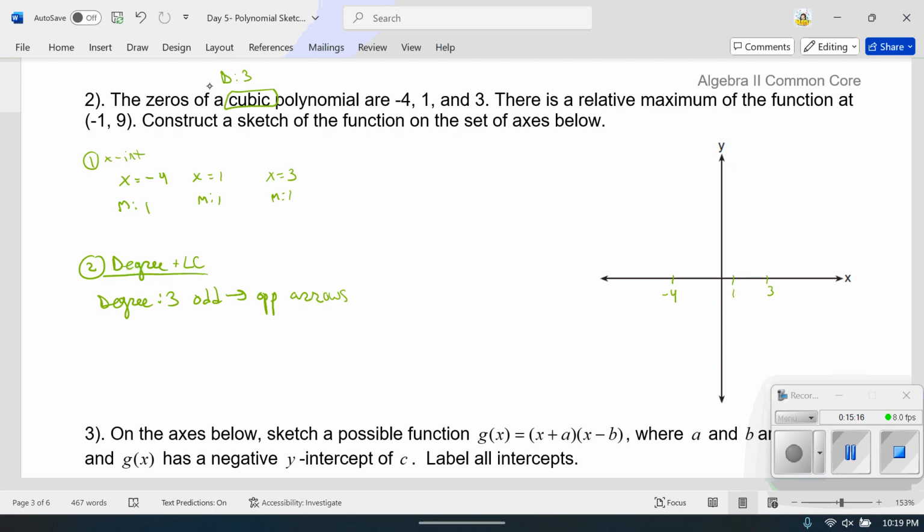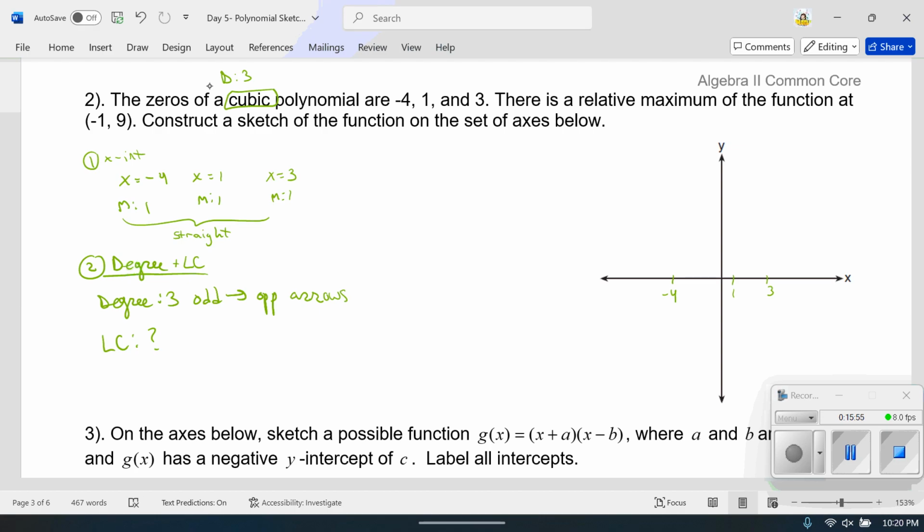Now, if they don't tell you what your leading coefficient is, then you get to decide. You can decide whether you want to end upwards, which would be a positive leading coefficient, or you could decide if you want to end downwards, which would be a negative leading coefficient. By the way, all of these, because they're multiplicity of 1, go straight through.